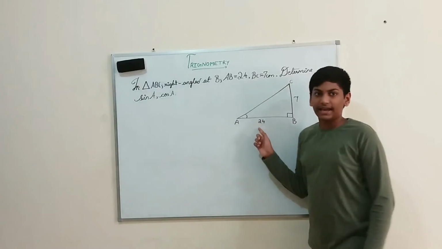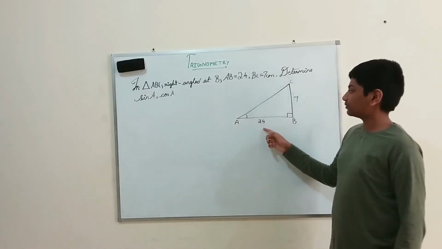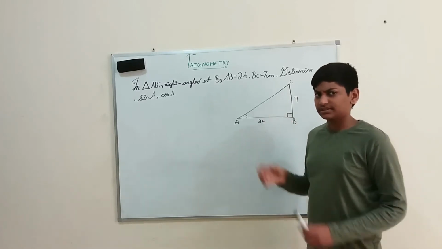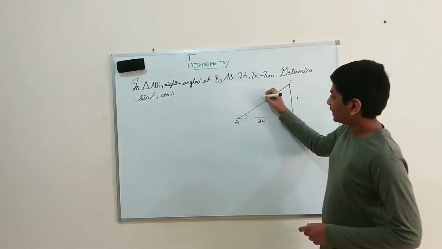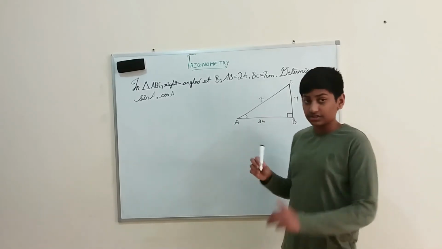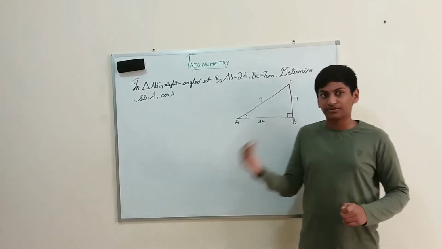So here is the diagram. Here is AB which is equal to 24 and CB which is equal to 7. So we are missing the hypotenuse, right? So let's just keep it as x over there. We need to first find the hypotenuse, then only we can move further, right?